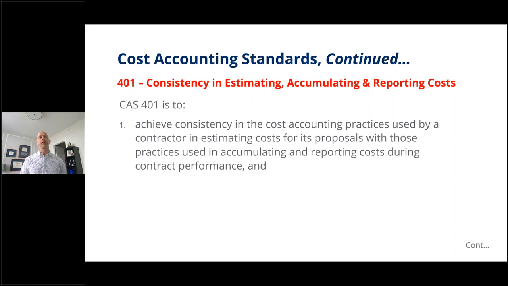But back to CAS 401 here, I said that what we find a lot of times with small business government contractors is that there's a big disconnect between the way they are estimating the costs, right, their bid and proposal process, and the way they're actually accumulating and reporting the costs.